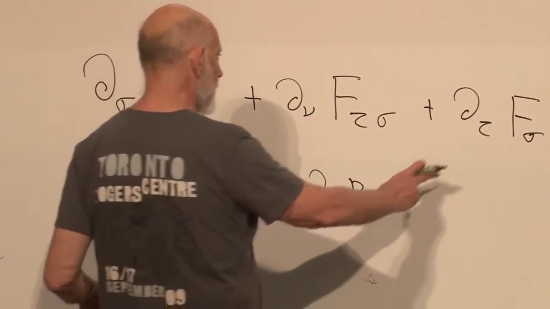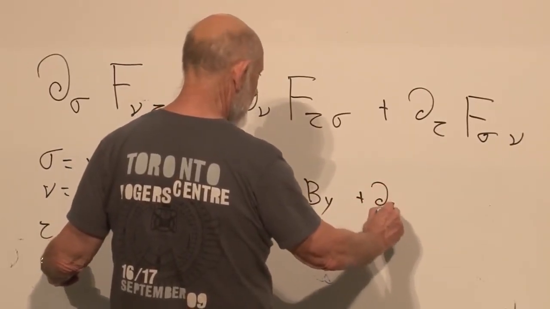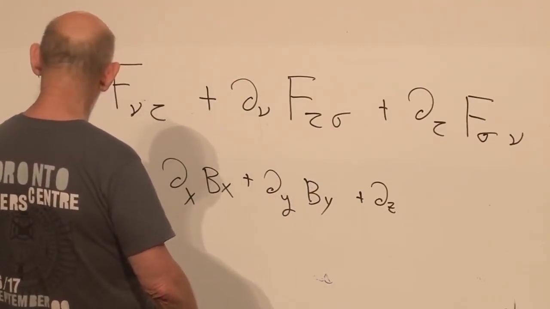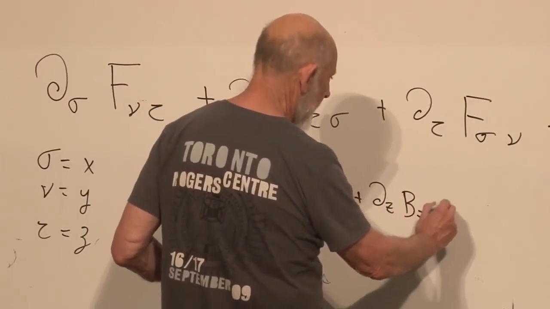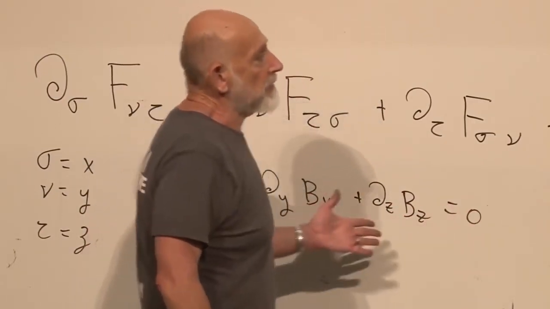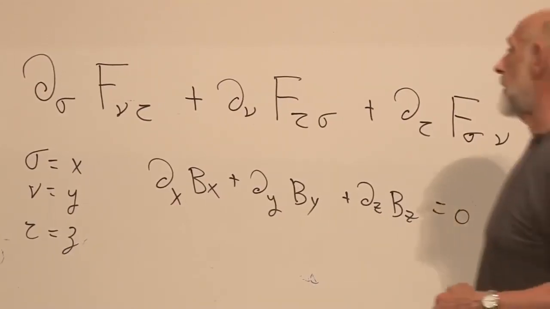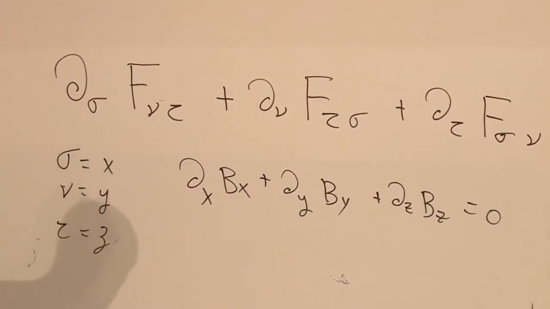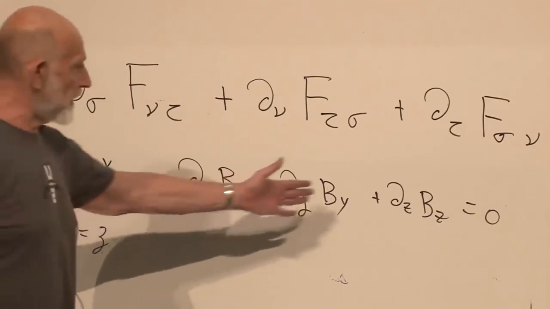And the last one, tau is equal to z. And sigma and nu are x and y, so this is Bz. And that's equal to 0. That's simply del dot B is equal to 0. Okay? So if we take all three of these to be different components and pure space-like, sigma, nu, and tau, we just get del dot B equals 0.